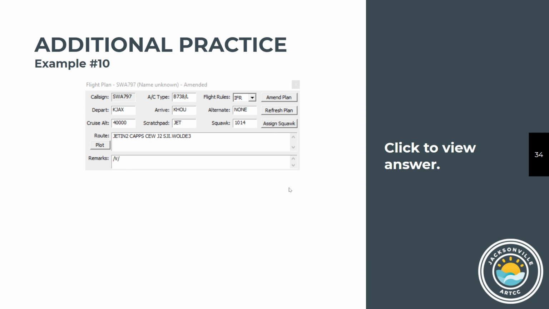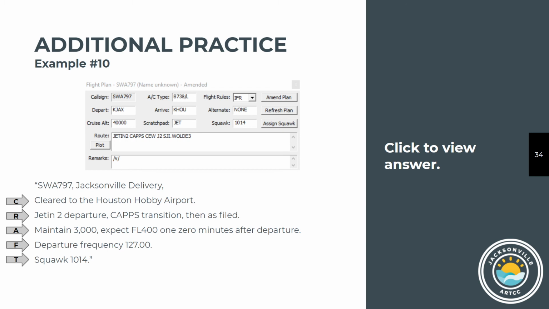Number 10. Again, we're going to do a short pause. And we're back. So here you see Southwest 797 Jacksonville delivery cleared to the Houston Hobby Airport via Jet and 2 departure, CAPS transition, then as filed. Maintain 3000, expect flight level 400, 10 minutes after departure. Departure frequency is 127.0, squawk 1014.